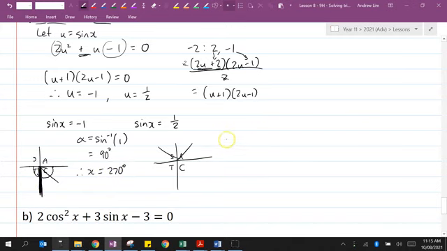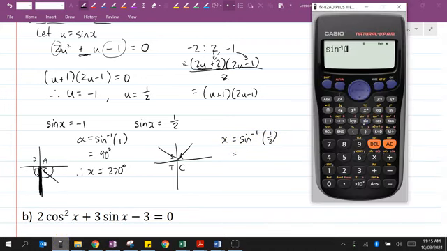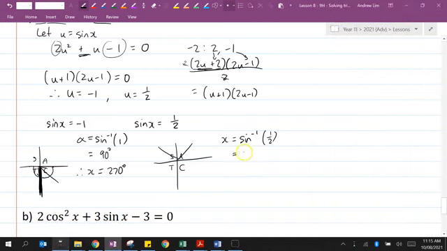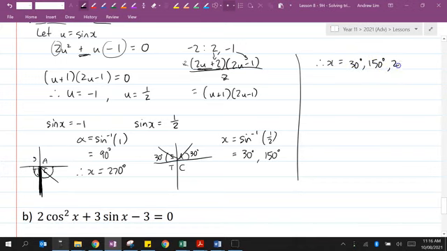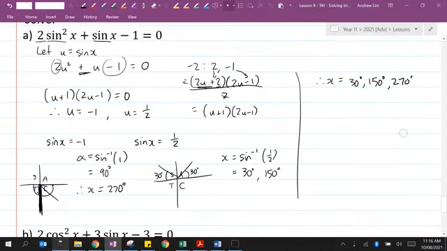And for this one here, we have x is equal to the inverse sine of half, which is 30 degrees. So that's 30 and that's 30. So that's 30 degrees and 150 degrees. So my final answer is x is equal to 30 degrees, 150 degrees, and 270 degrees. And we can see that that's it.